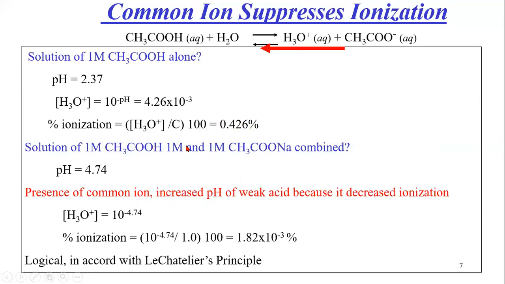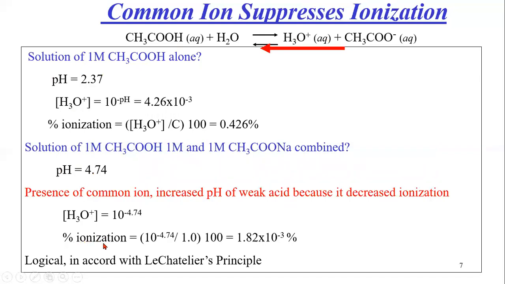However, when I combined my acid with my conjugate base of the acid, or the salt of it, the pH comes out to be 4.74. So the pH increased upon adding the salt. Logically, because like we said, if I have less dissociation, it means I don't have as much H3O plus in solution. That means I have an increase in pH, not a decrease.